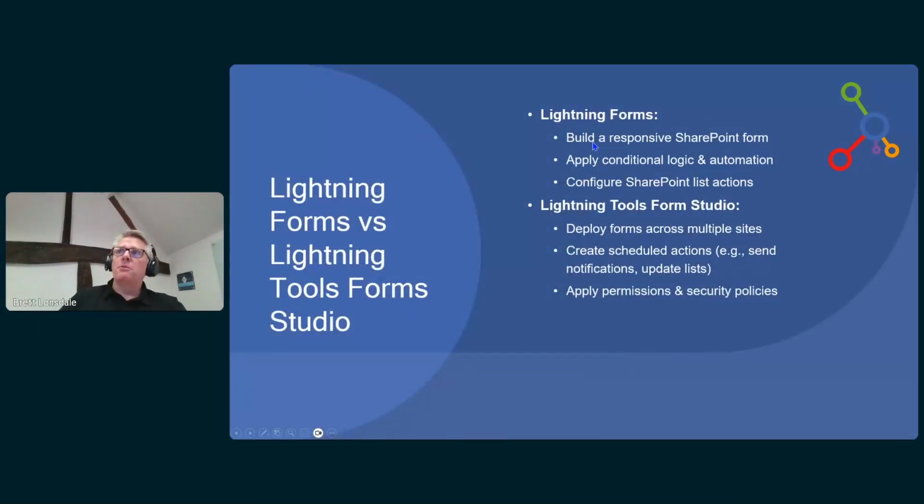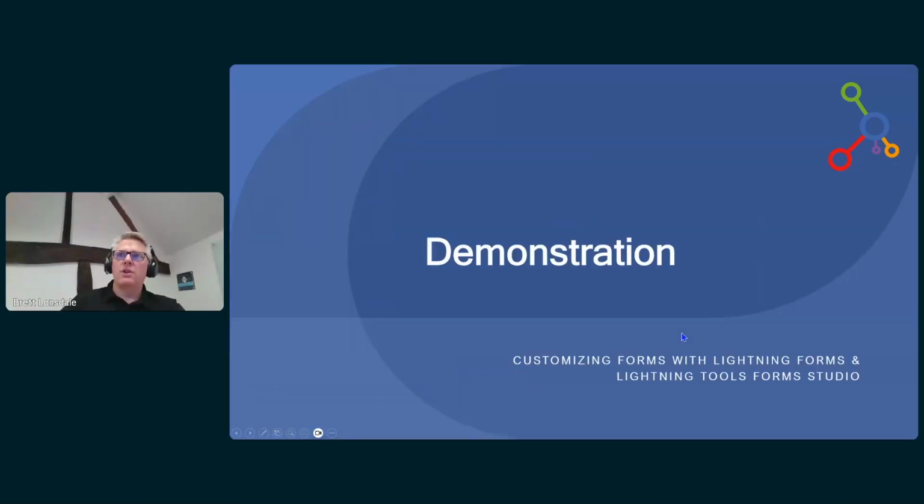So yeah, using Lightning Forms, you can build responsive modern forms. They can open up in the browser. You've got things like conditional logic and automation that you can add, and you've also got the ability to configure actions around those list items. There is also an optional Lightning Tools actions builder that you can add to the list level, and then we've got the Form Studio with that deployment across sites. It's got scheduled actions, and you can also do things like applying permissions and so on to your sites when they get deployed as well. So just a quick touch on those.